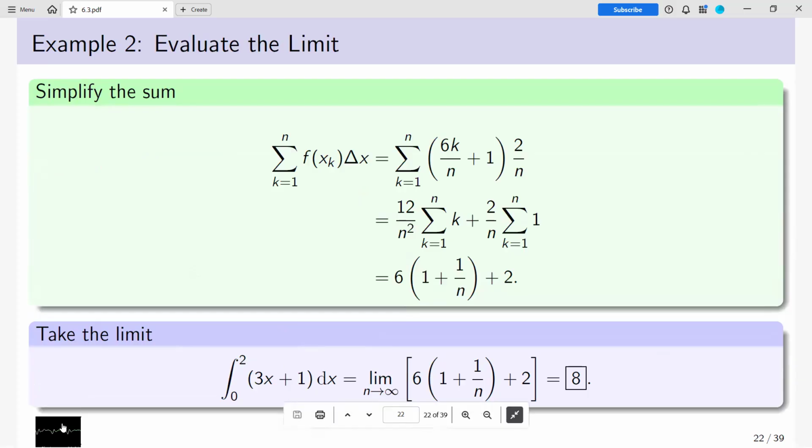The summation formula converts the expression into a function of n. As n approaches infinity, 1 over n vanishes and the value is 8. 1 over n quietly leaves the calculation, much like half the class 5 minutes before the lecture ends.